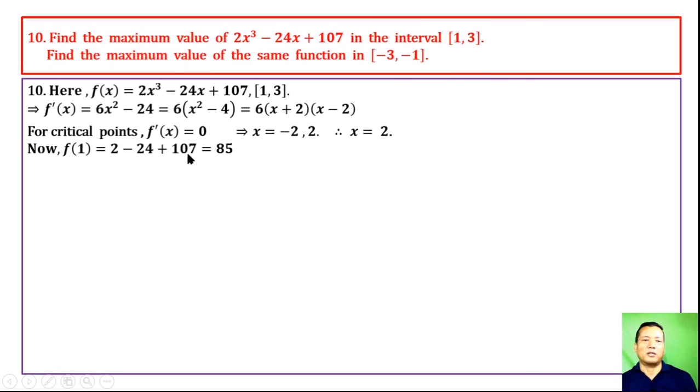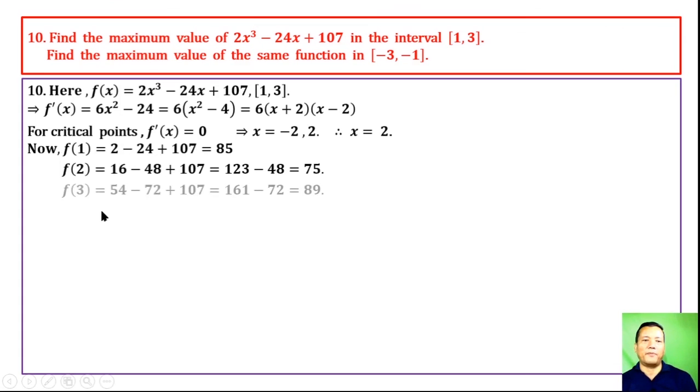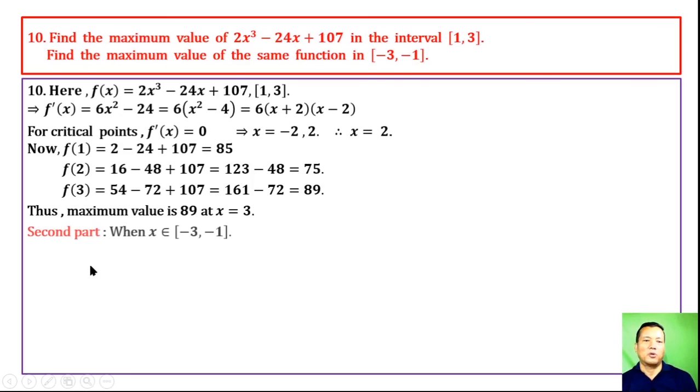Now f of 1 is 85, f of 2 is 75, f of 3 is 89. Thus maximum value is 89 at x equal to 3. For the second part, x belongs to this.